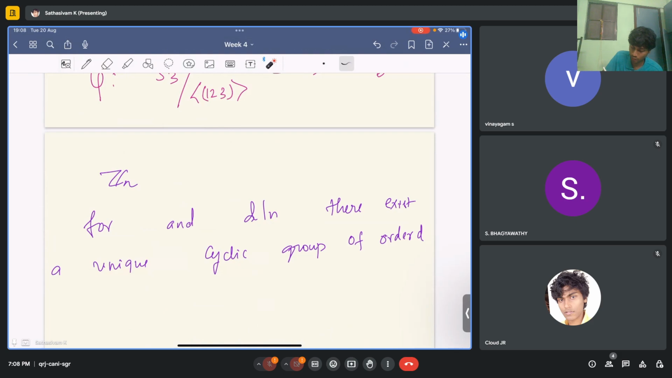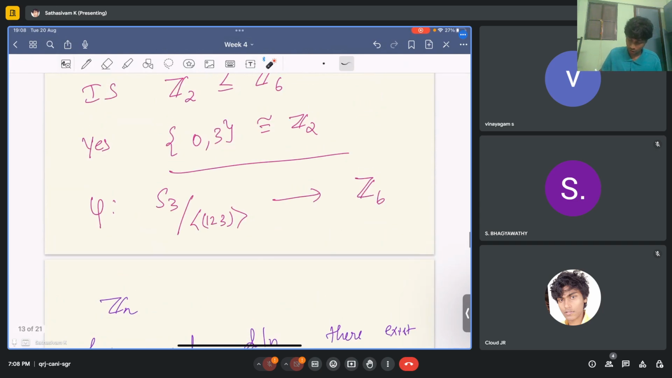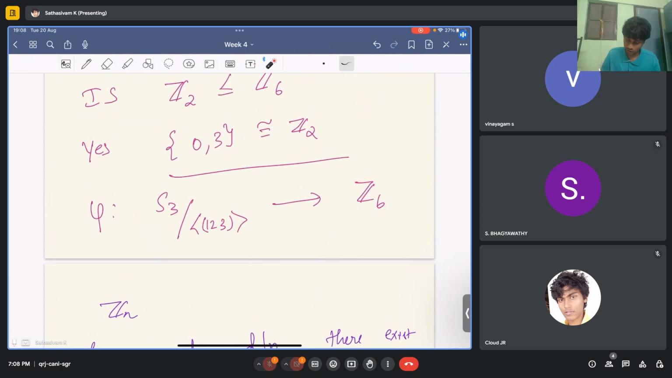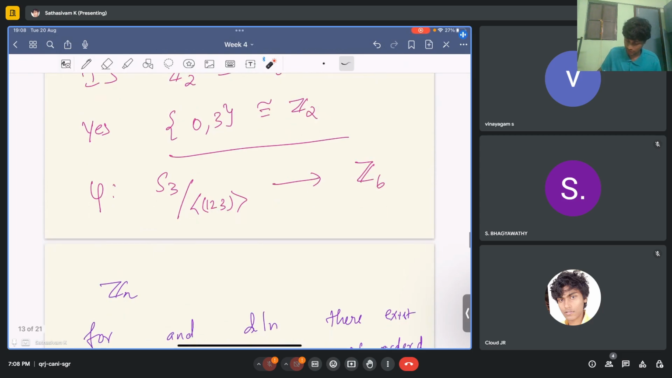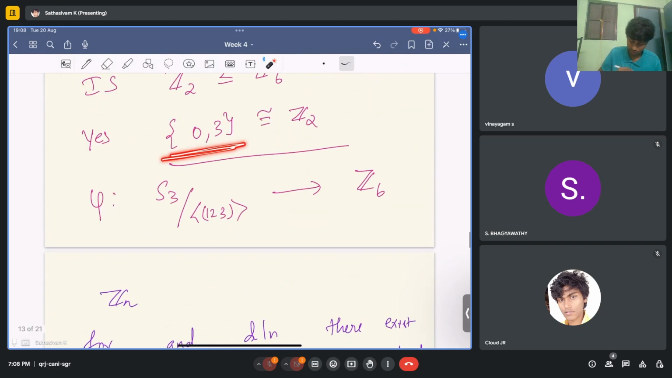Okay. So what if D does not divide n? If D does not divide n, there is no subgroup, right? That is what Lagrange's theorem says. Lagrange's theorem says if we have a subgroup, then the order of the subgroup divides the order of the group. So if D does not divide n, there is no subgroup of that order. We are using this here. So there is only one subgroup inside Z6 which is isomorphic to Z2, and that is this particular group here.